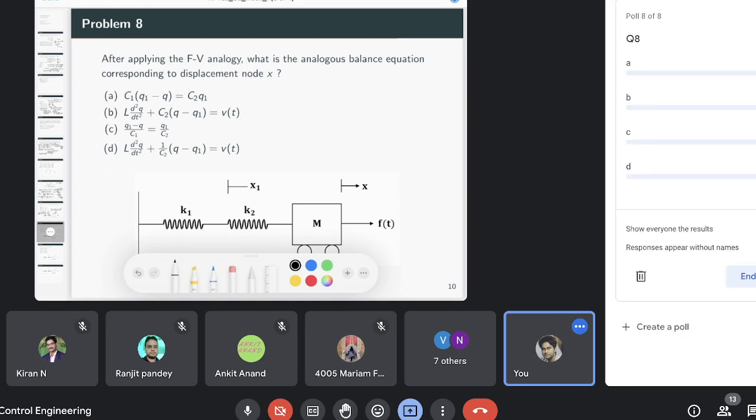Okay, so you find the analogy between this force and voltage. Okay, then what will be this equation, this force balance equation there in terms of this voltage, like an electrical circuit. Okay, voltage and charge. Okay, I hope this question is clear, right?